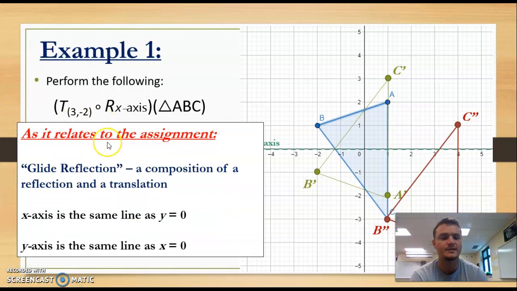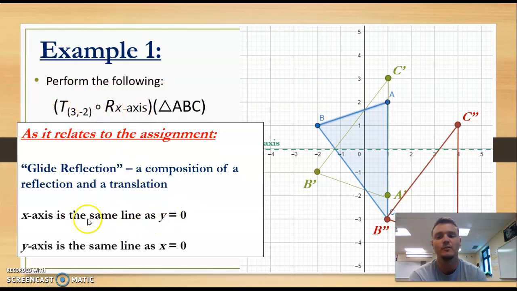Now, as it relates to the assignment that you're going to do online, and we'll talk about that in a different video, a glide reflection is the term that's given to a composition where you're doing a reflection and a translation. On the assignment, they'll say this glide reflection, all they're talking about is it's basically just a reflection and a translation. That's all that means.